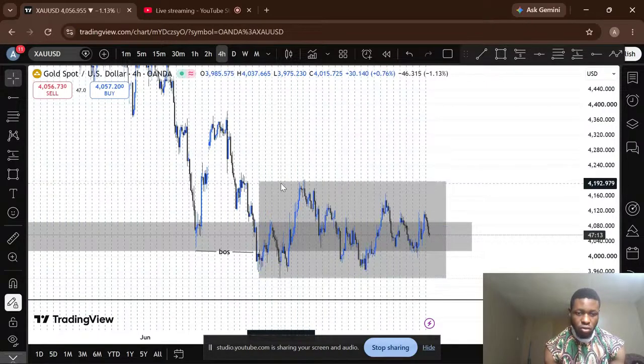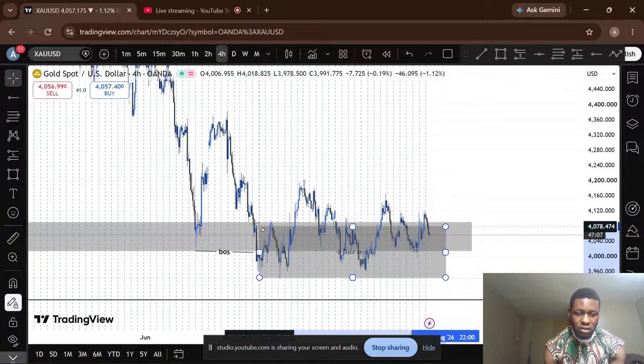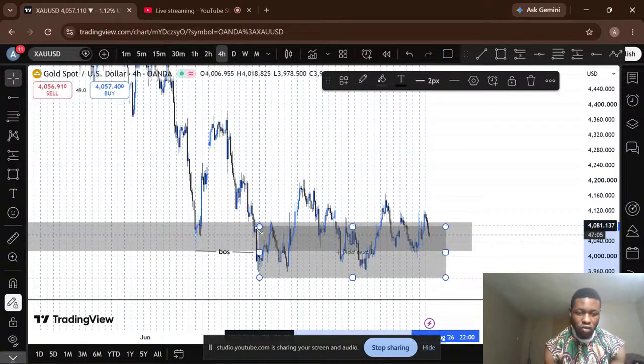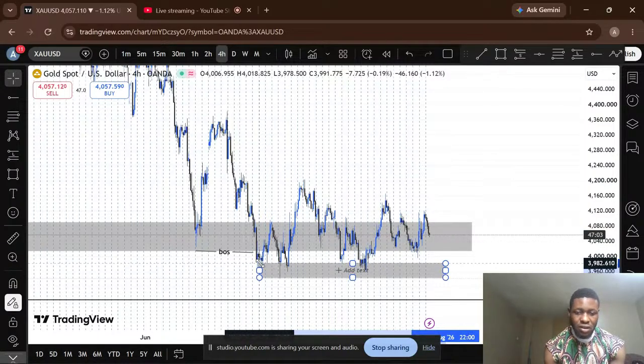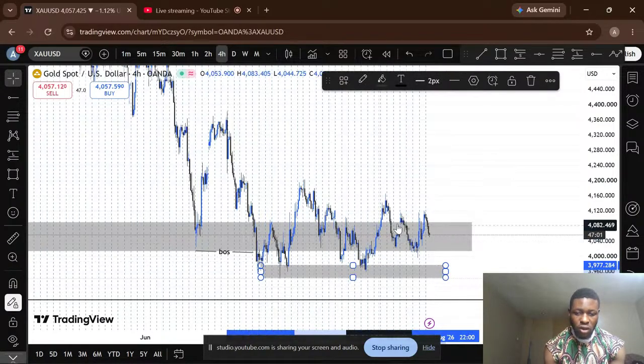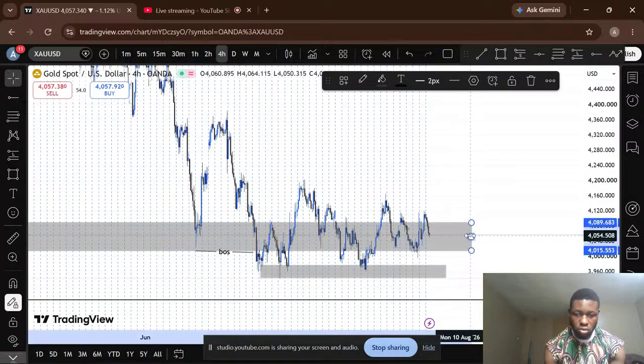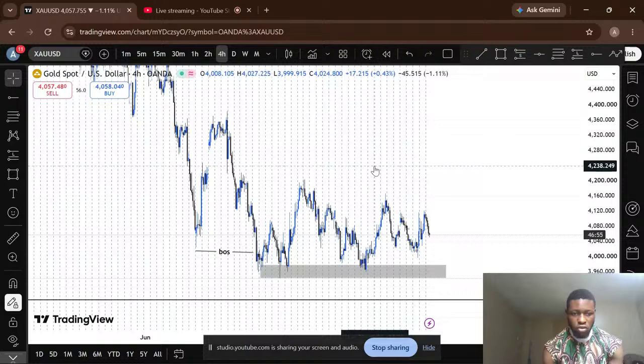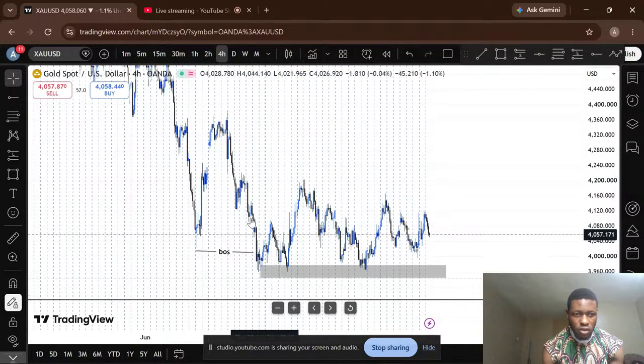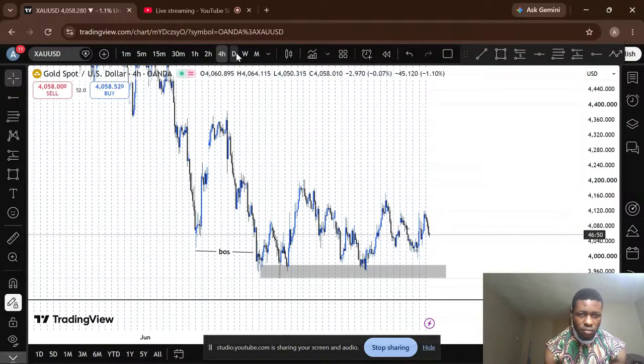Okay, so what we are going to simply do is the analysis and know the current movement. What is price going to do anytime soon? So pay attention on the daily time frame.